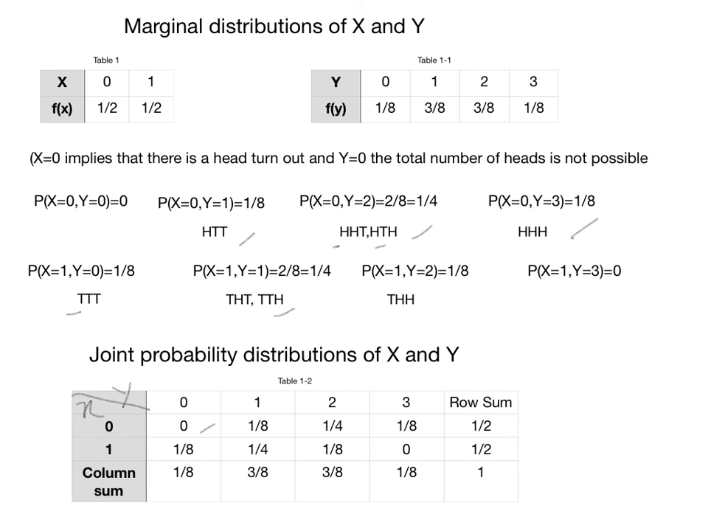X is equal to 1, y is equal to 2 means the first coin should fall as tail and I should have 2 heads. That is only this possibility. And x is equal to 1 and y is equal to 3, the only possibility is 0, because x equal to 1 means the first should be tail, and with 3 heads it is not possible, so the value is 0. So this will be the joint distribution of x and y.